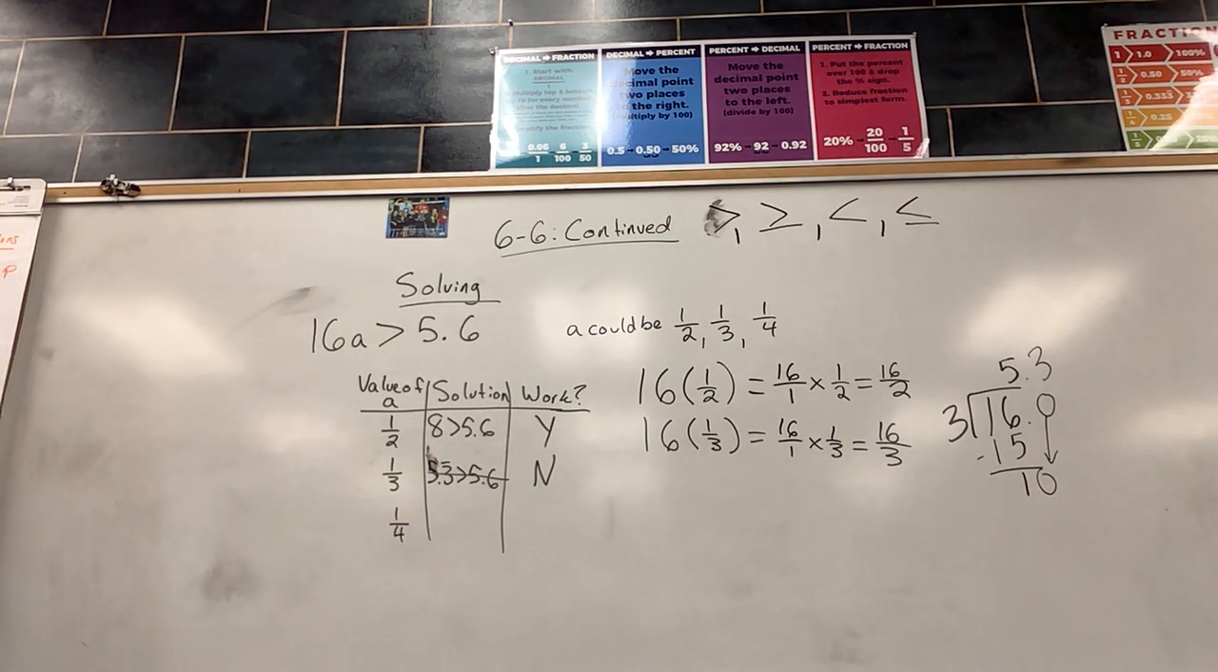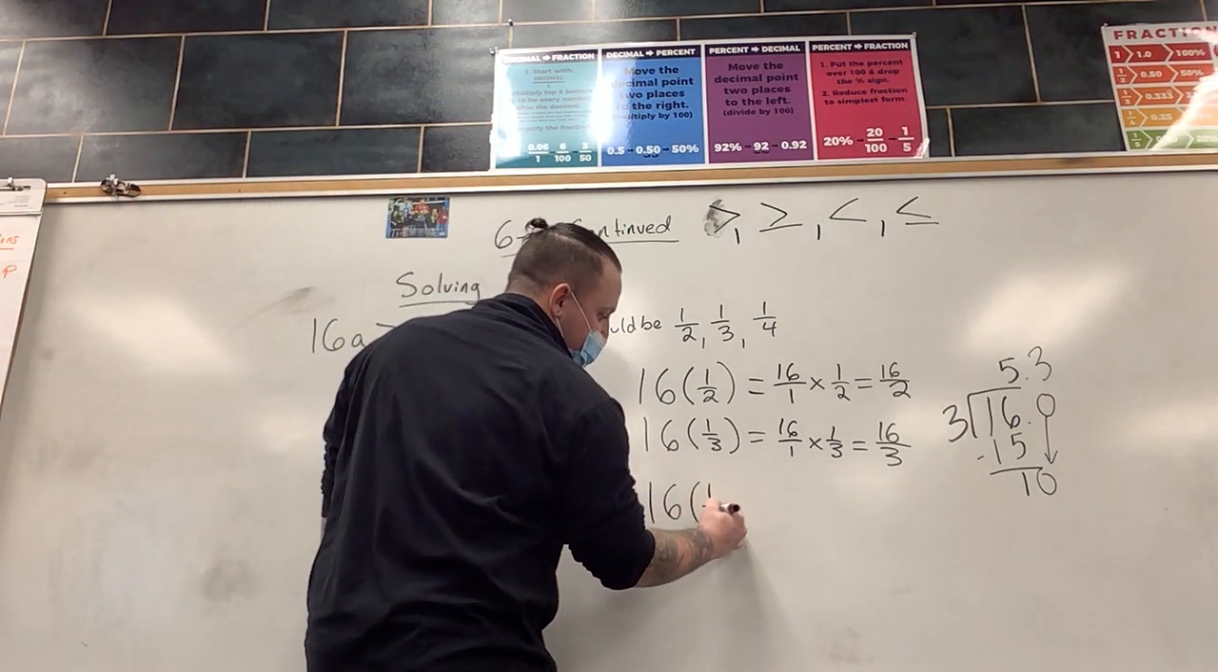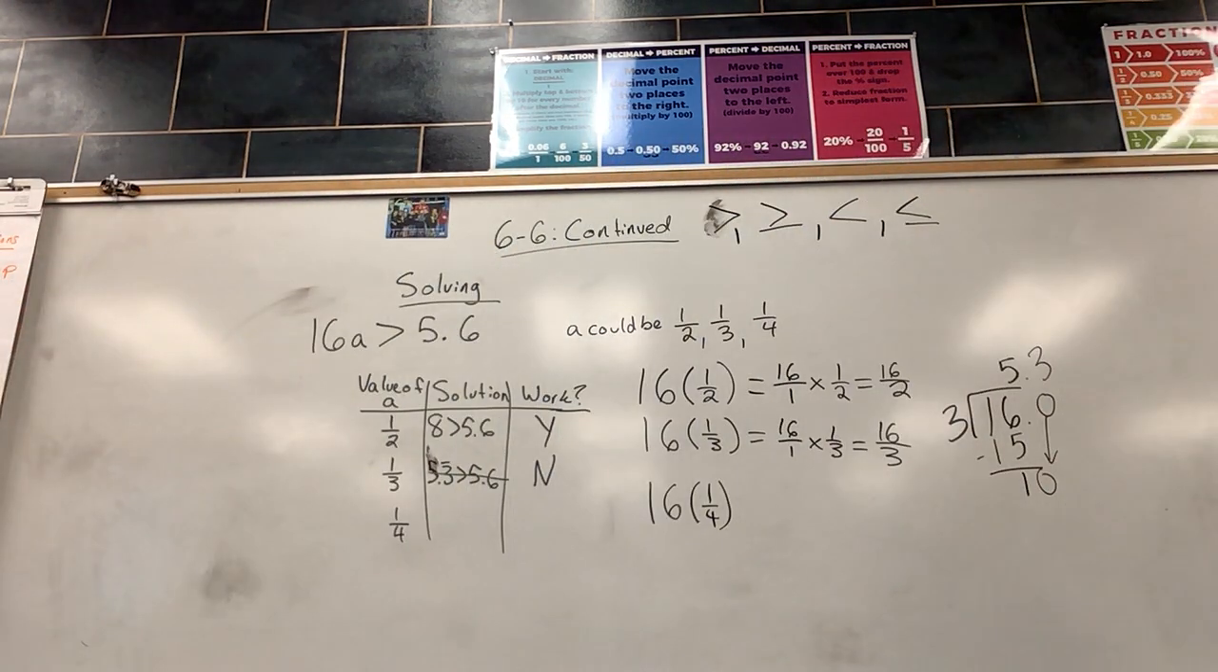All right, 1/4. Ready? I want you to go ahead and do 16 times 1/4 with your table. On your own, go. It's 4. Okay. So 16 is the problem, so we've got to turn it into a fraction. So 16 is 16 over 1, and then it's 4.